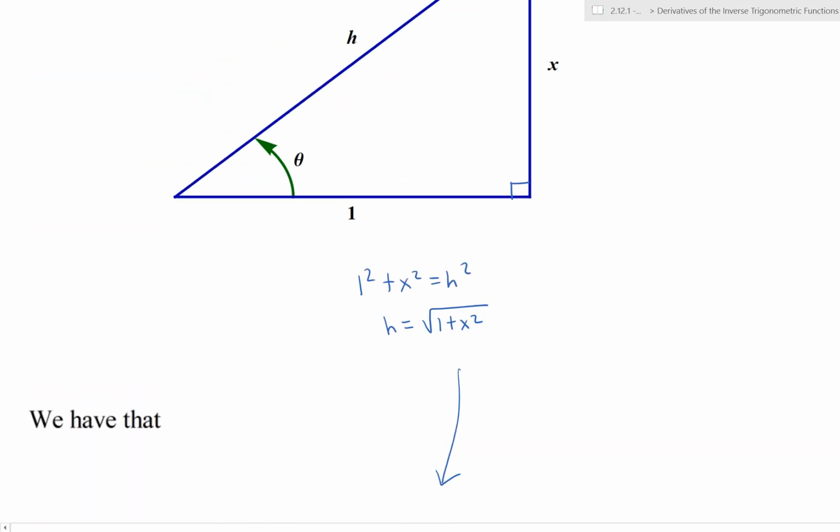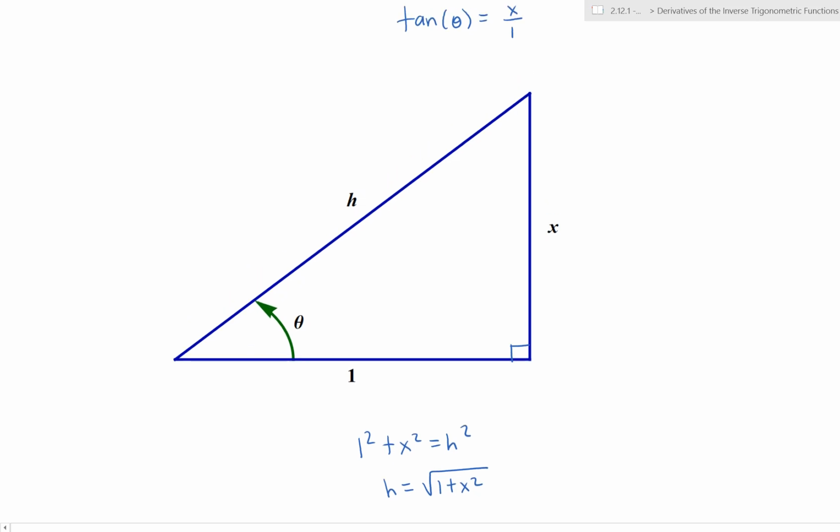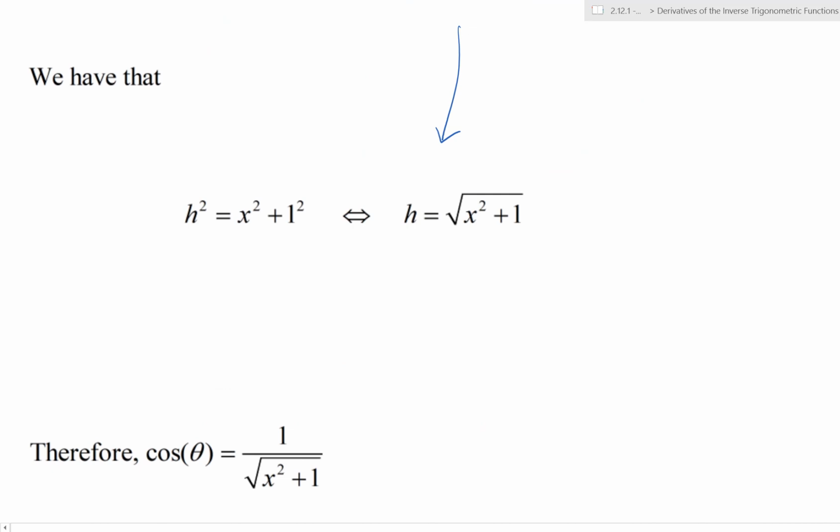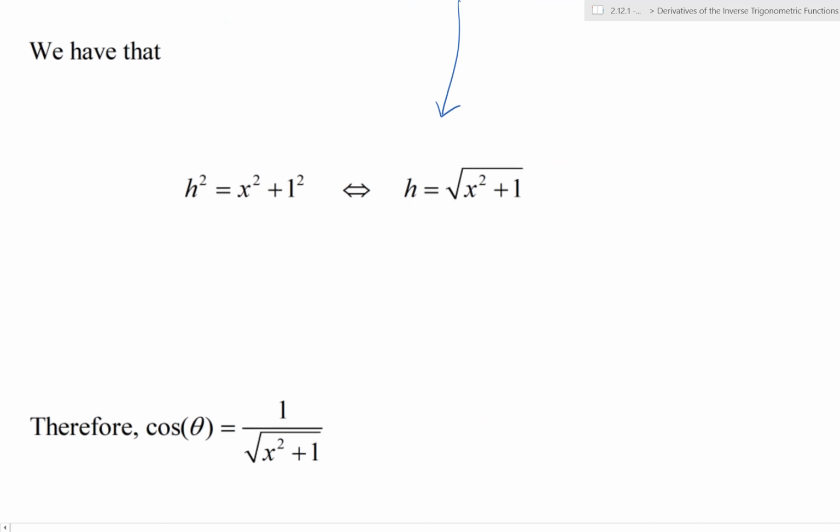Just go right back up and look at that triangle. The cosine of that angle theta, which is the adjacent value over the hypotenuse, 1 over h, but we just found that h was the square root of 1 plus x squared. So, hence we get cosine theta is 1 divided by the square root of x squared plus 1.